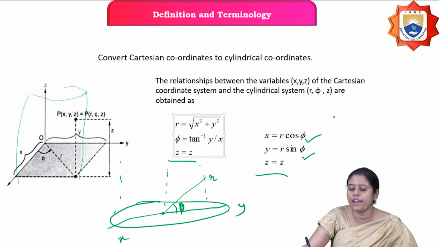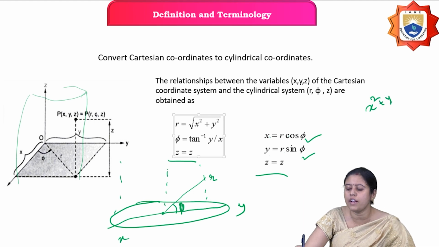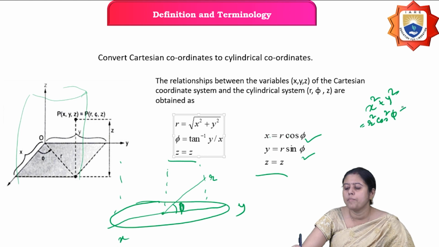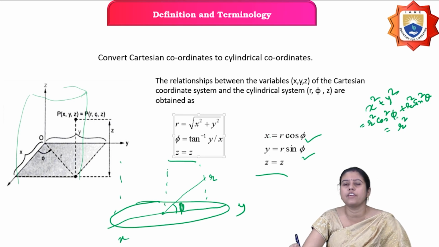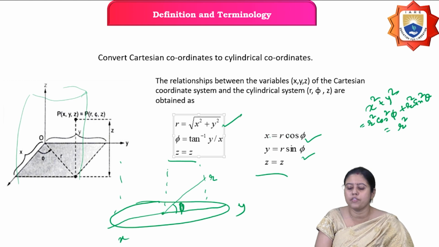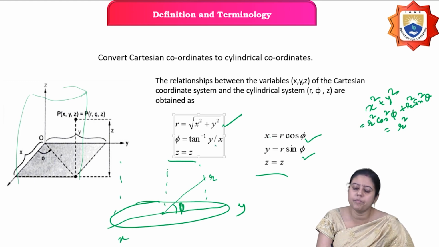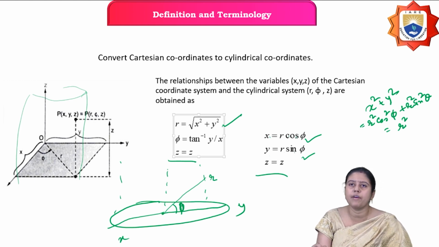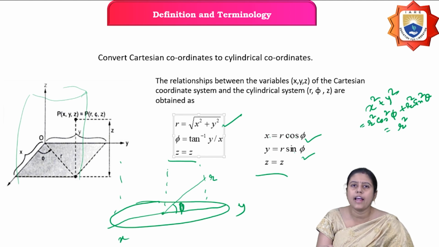If we add these two, what is x square plus y square? X square plus y square is equal to r square cos square phi plus r square sin square phi. So it is r square times cos square phi plus sin square phi, which is equal to 1. So r is equal to root of x square plus y square. Similarly, if we divide y by x, sin phi by cos phi is nothing but tan phi. So we got phi is equal to tan inverse y by x.